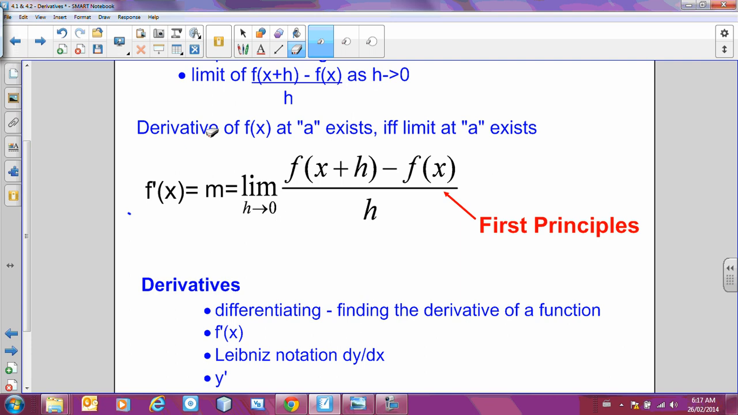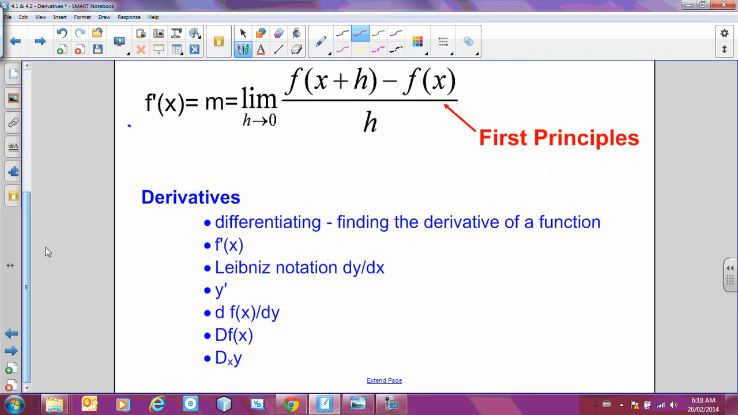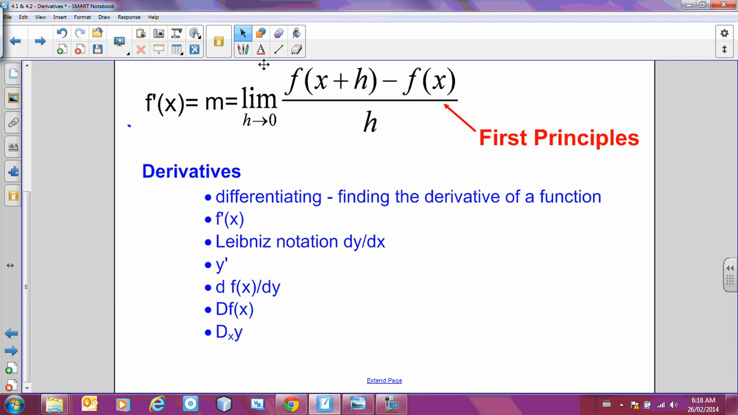Again, the term derivative means slope, and again, this is the equation that I was using on the other page. Limit as h approaches 0, and again, just using x instead of a. Just be forewarned, there are a number of other terms that have occurred in textbooks and in videos and around the internet talking about derivatives.